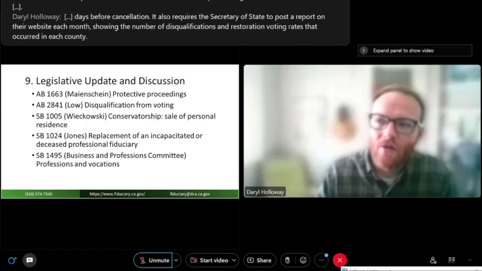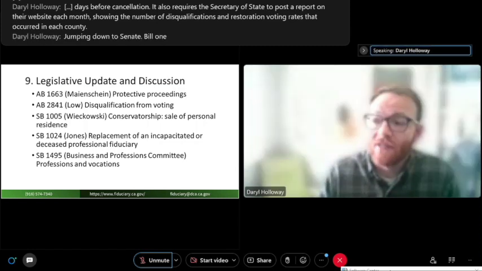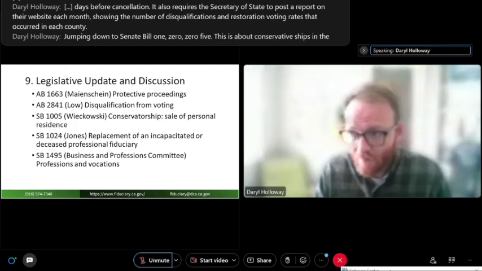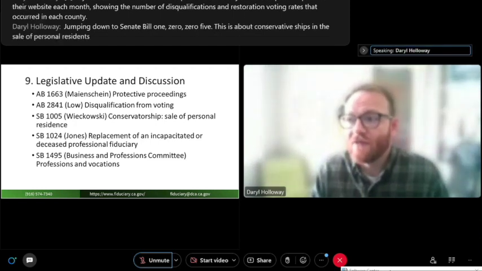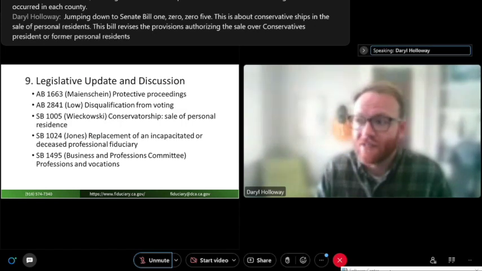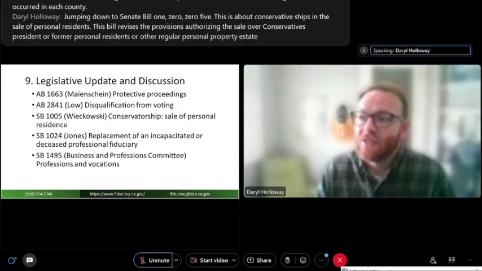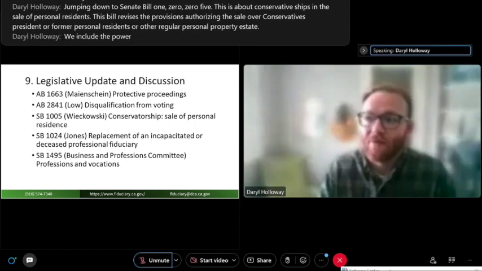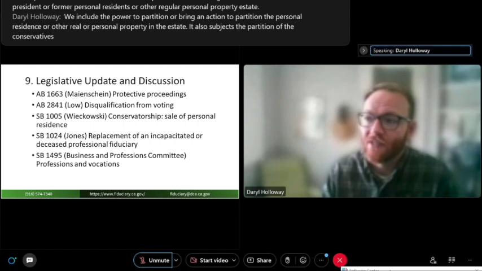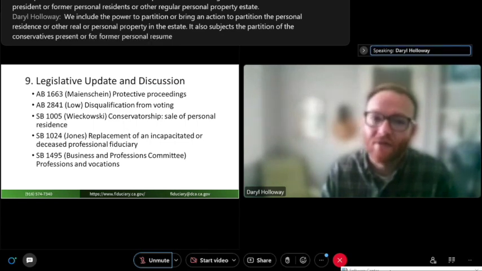Jumping down to Senate Bill 1005, this is about conservatorships and the sale of a personal residence. This bill revises the provisions authorizing the sale of a conservatee's present or former personal residence or other real or personal property of the estate to specifically include the power to partition or bring an action to partition the personal residence or other real or personal property in the estate. It also subjects the partition of the conservatee's present or former personal residence to the same conditions that apply to the sale of the residence.